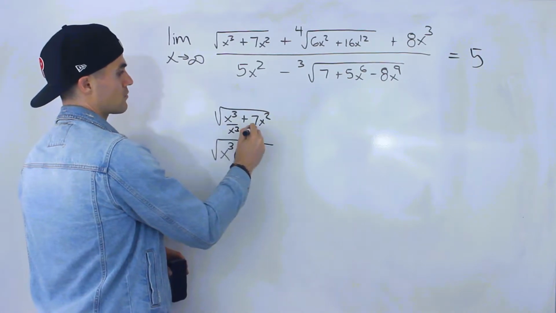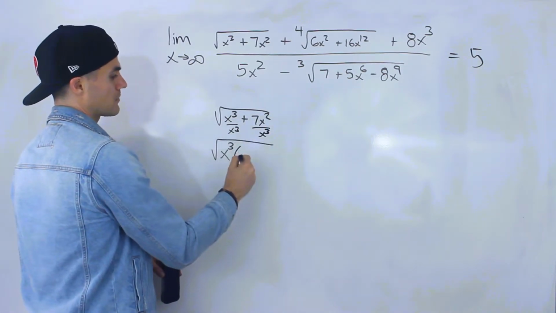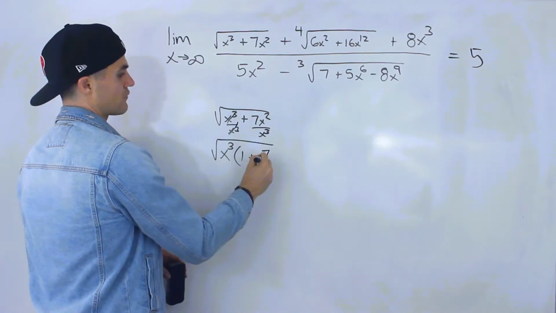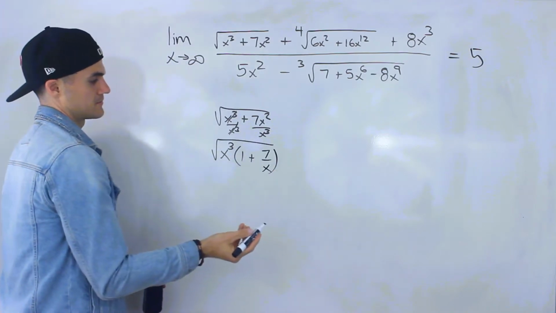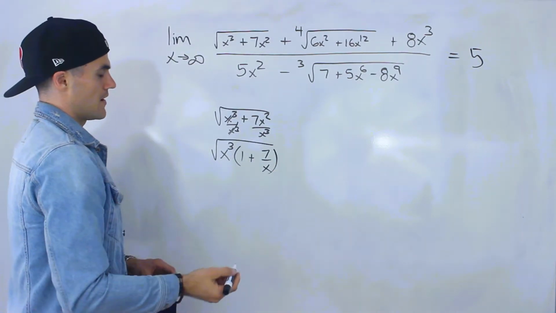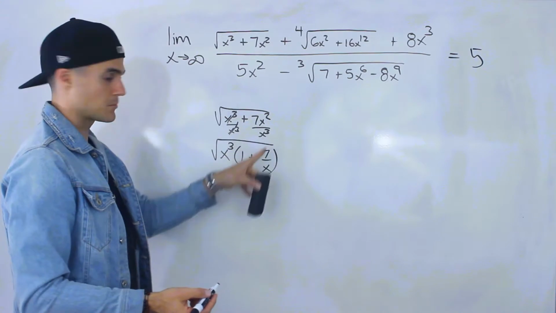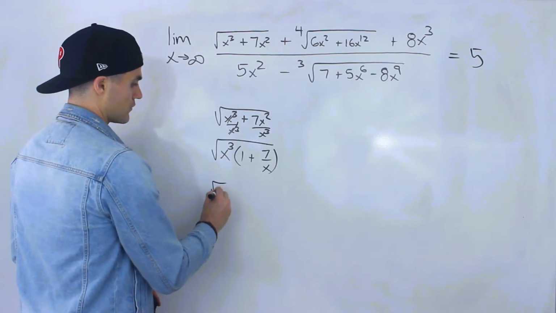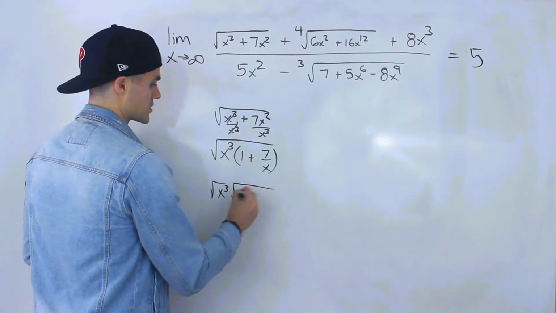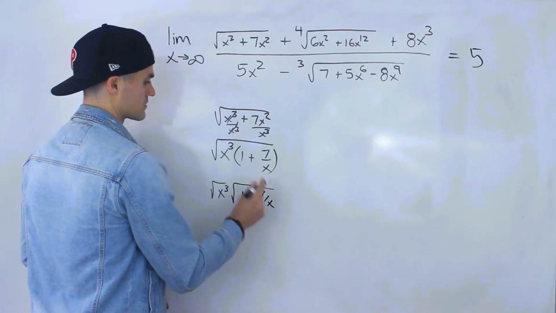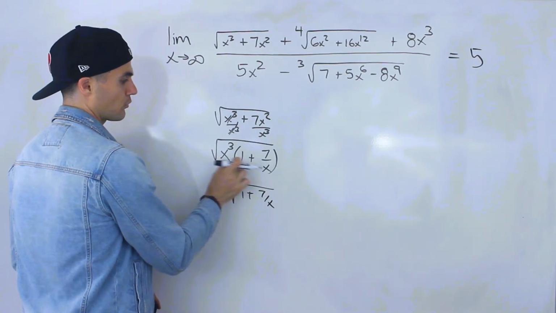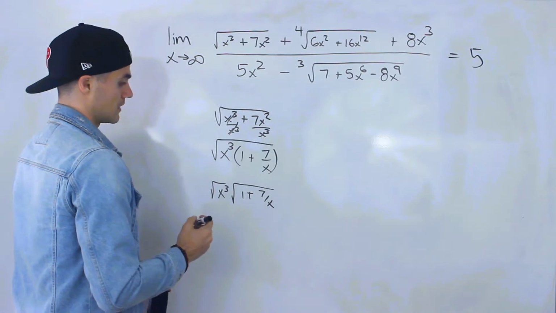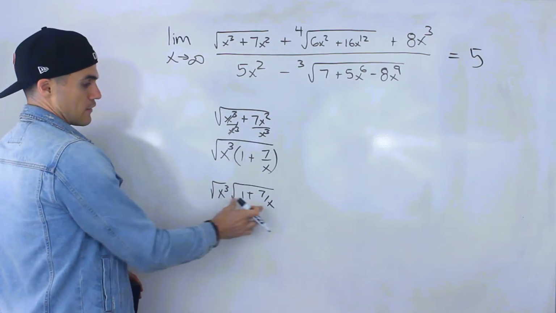If I take out x to the 3, what am I left with here? Well, this would just be 1 plus 7 over x, because there are 2 x's on top and 3 x's at the bottom, so there's going to be 1 x left there. Then we'll have the square root of x to the 3 times the square root of 1 plus 7 over x. We can distribute that square root to both of these expressions since they are multiplying. And then this I'm going to keep as is.